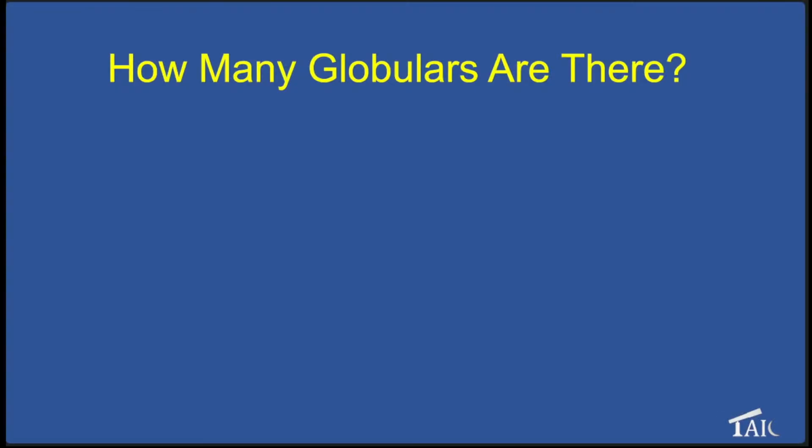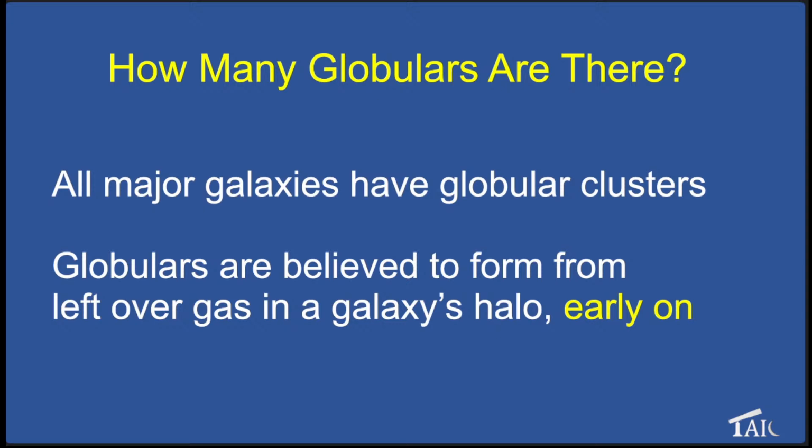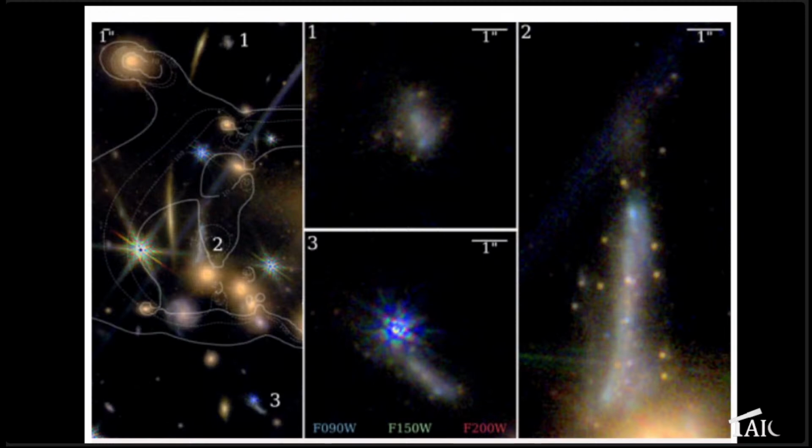So how many globular star clusters are there? Well, we believe that all major galaxies do have globular star clusters. And globulars are believed to form from the leftover gas in a galaxy's halo early on in the formation of the galaxy. And we now have very good proof of this from the James Webb Space Telescope.